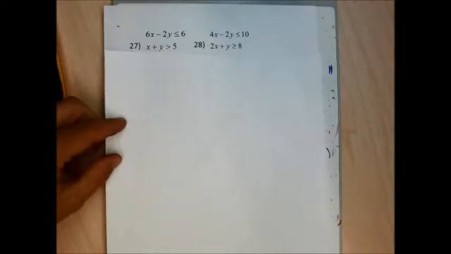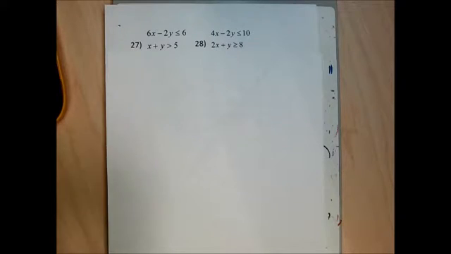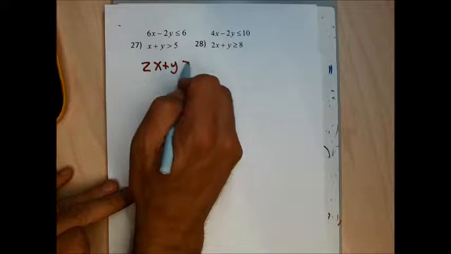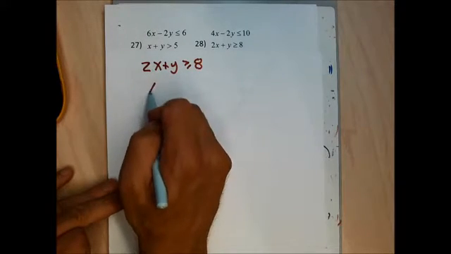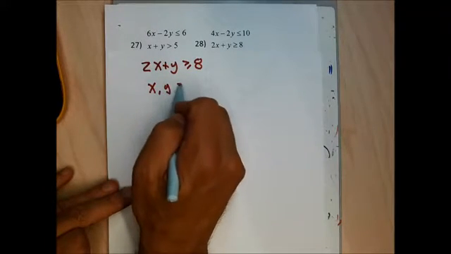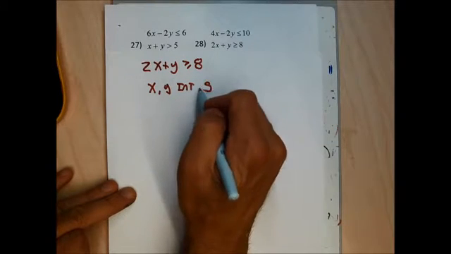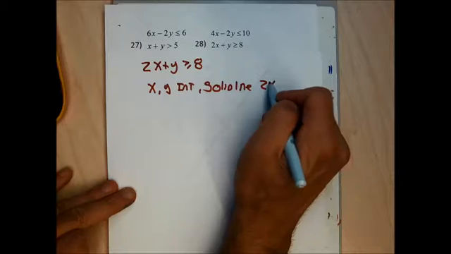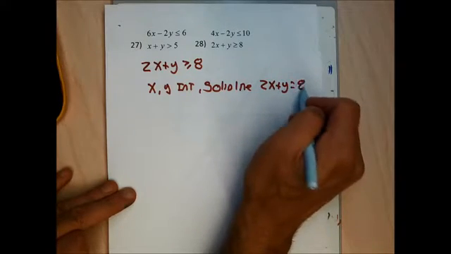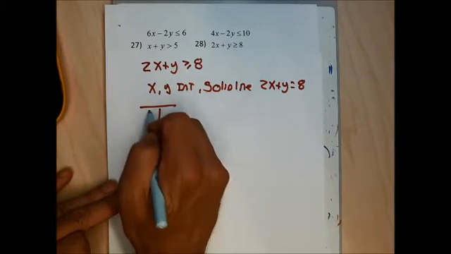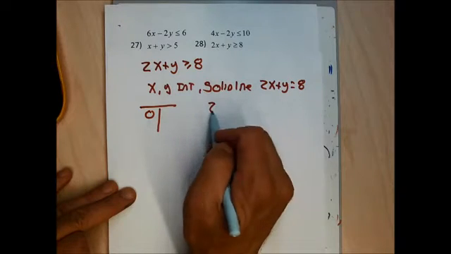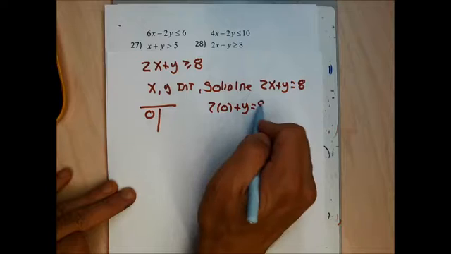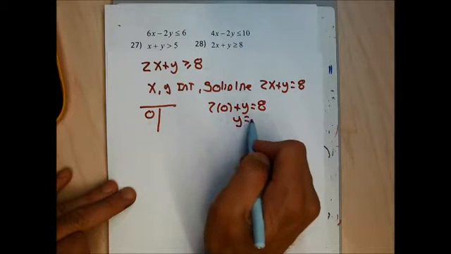The 2x plus y is greater than or equal to 8, and I'll start dealing with it. I'm going to find the x and the y-intercept and make a solid line for 2x plus y equals 8. Plug 0 in for x and get 2 times 0 plus y equals 8. That reduces to y equals 8.